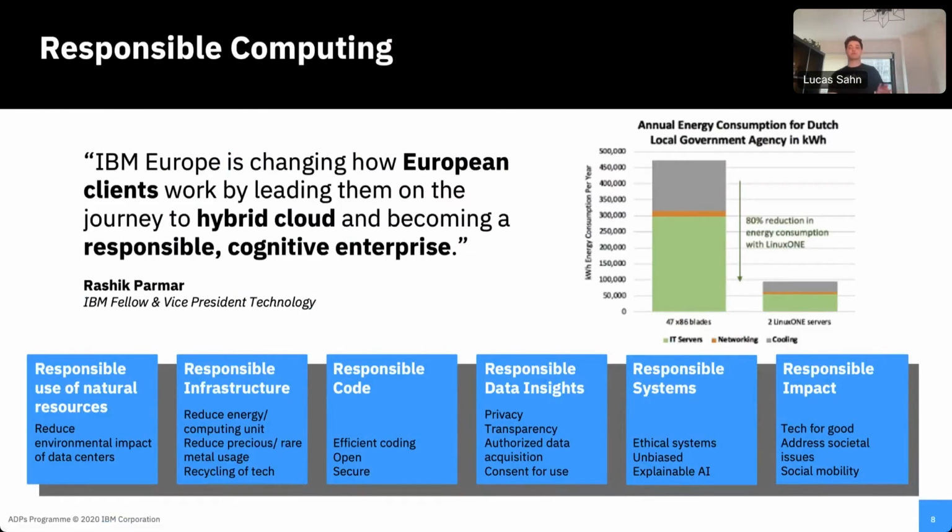So I love this chart here. This was a study that their consulting team did. They worked with a local Dutch government agency, and they converted their 47 x86 blade cloud infrastructure. So think like a classroom full of servers, and they transitioned it to just 2 LinuxONE servers.